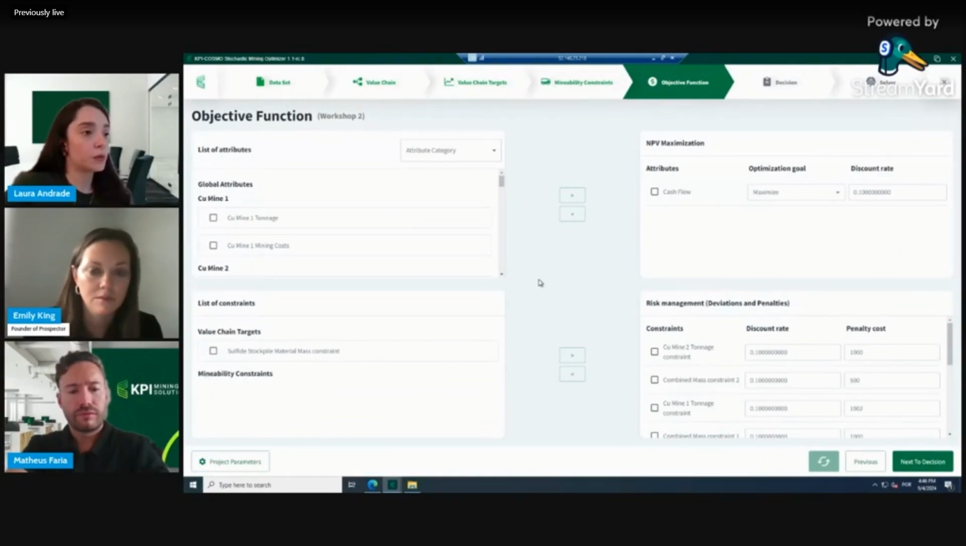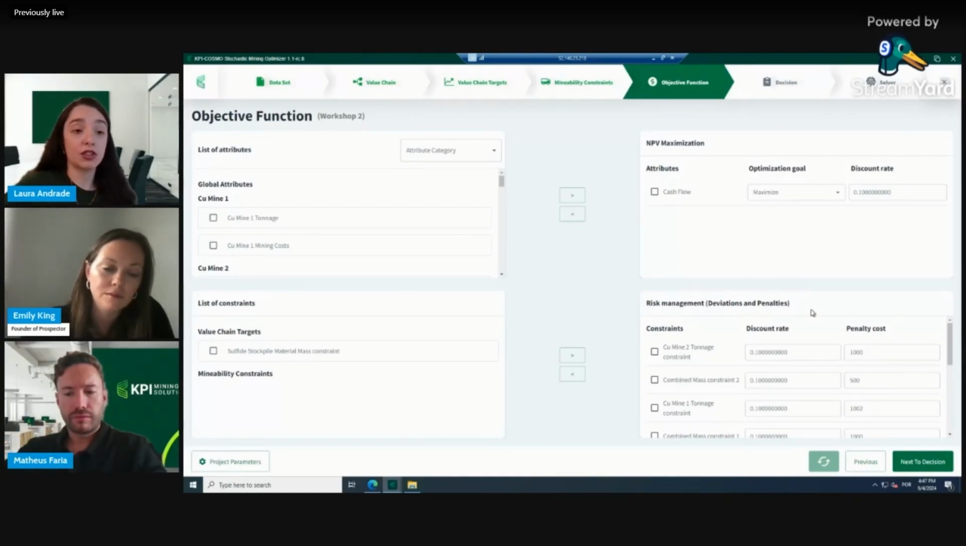Finally, we're going to get to our objective function. If a question comes up later, I will go into more detail on this part, but right now we need to understand that we have two major components for the objective function. The first component is the NPV maximization. This is why we defined a global attribute, the cash flow, to be the goal of our optimization process. What we want to do is maximize this cash flow based on a discount rate, so we can get the maximum profit, the maximum value of your mining project, as we discussed a lot today. And the second component we call risk management.